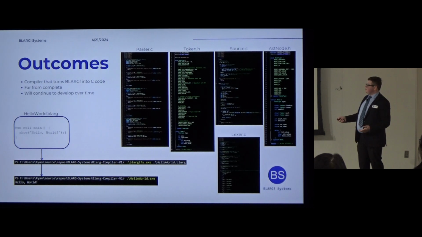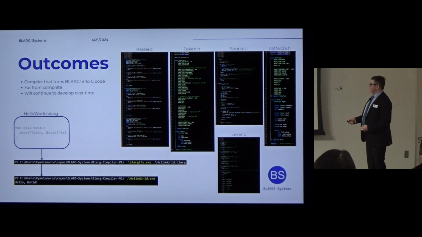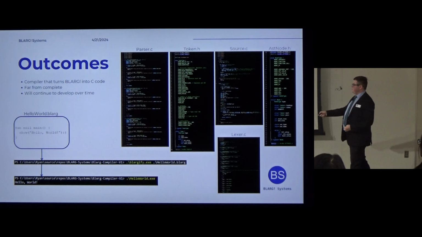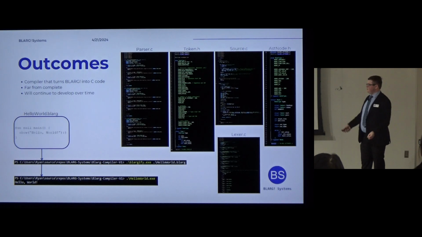So using my sample code here, all I have to do is run this command that I built from my code, that I called Blargify, and I input my Blarg file here, the hello world.blarg file, and then once I build it to an executable, I can just run it and I get hello world. Yay, it works. I spent 20 weeks on this.